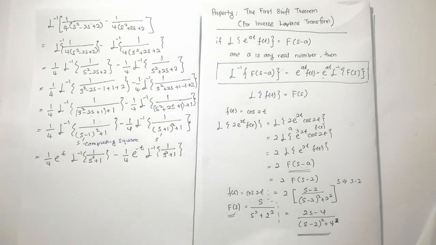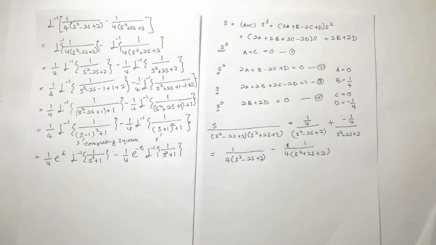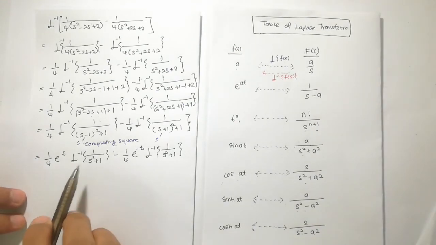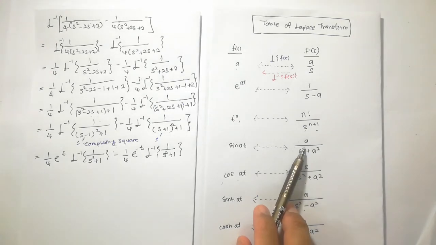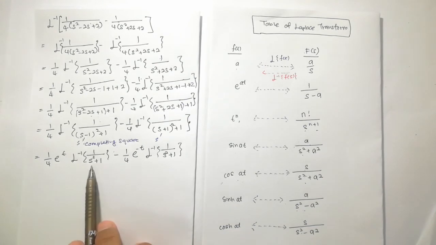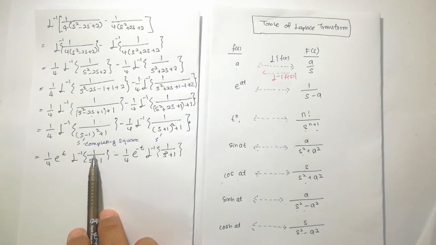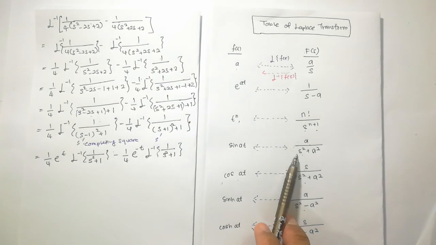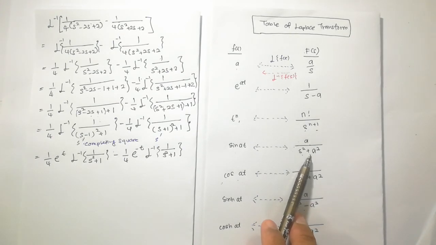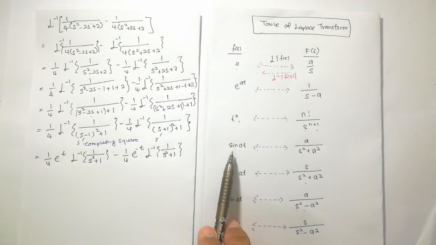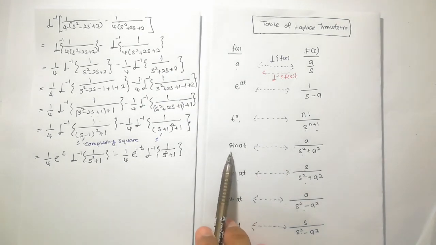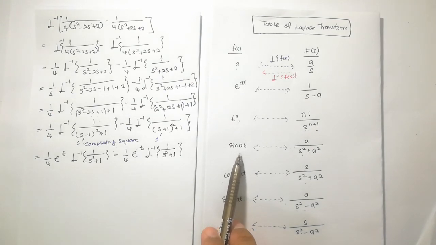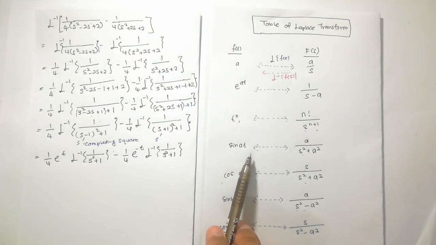If we refer to our table of Laplace transform, for 1 over s squared plus 1, we are referring to this one, where our a value is equal to 1. Because we have s squared but we don't have any s in the numerator, we will use this one, with a squared where our a value is equal to 1. So the inverse Laplace transform for this one is sine at, where a equals 1.